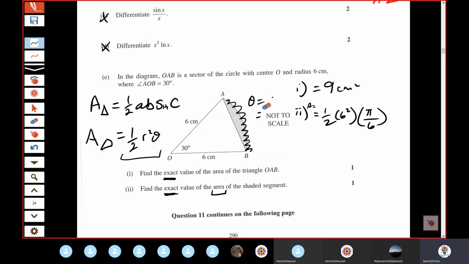Now, the only reason why it didn't matter in this case, in I, even though it asked me to find area, is because of the sine. The fact that it had sine of a degree actually becomes a number. Like sine 30 became half. Right?